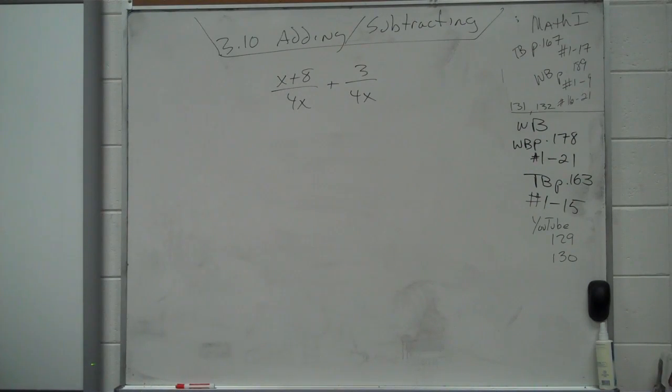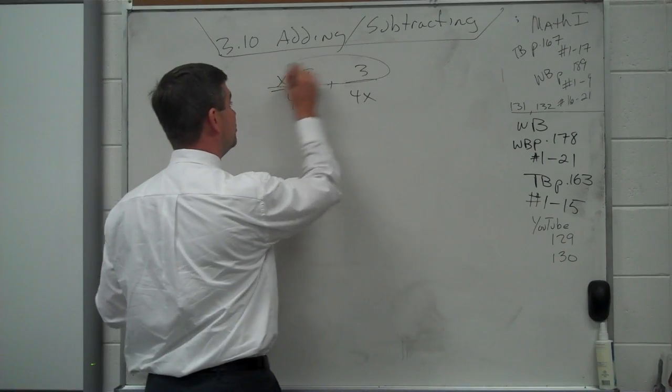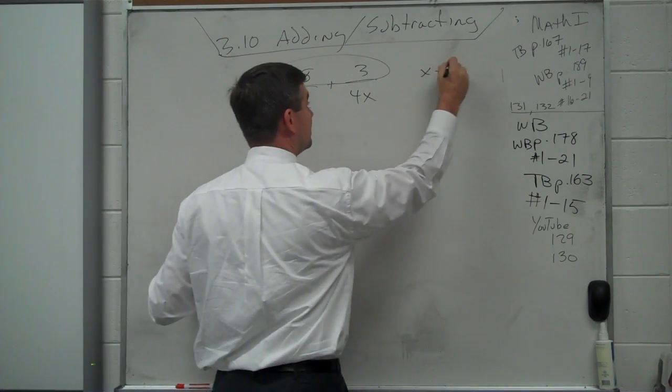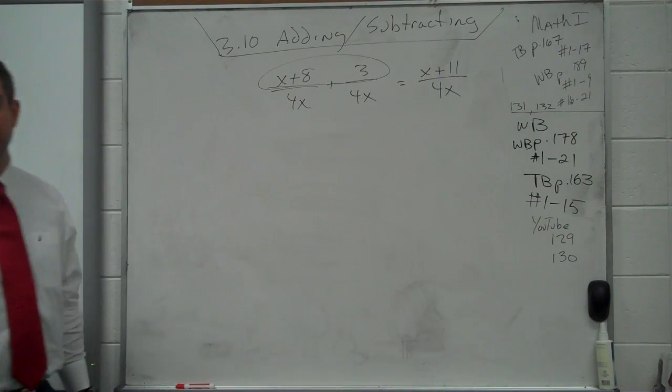This problem is easy. Why? Because they have the same denominator, 4x and 4x. I don't have to do any work. I simply have to add my numerators. What is x plus 8 plus 3? X plus 11. X plus 11 over 4x, and I'm done. Piece of cake.